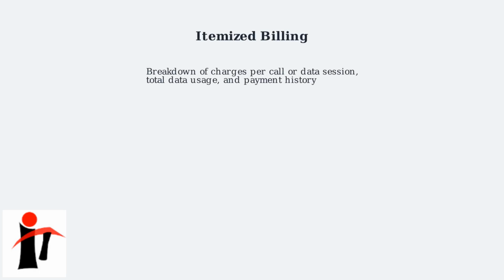Beyond call logs, the Spectrum Mobile app serves as your central hub for all billing details and account management. Within the same account or usage section, you can easily switch to the Billing tab. Here, you'll find comprehensive itemized billing, which breaks down all charges per call or data session, your total data usage, and a full payment history.